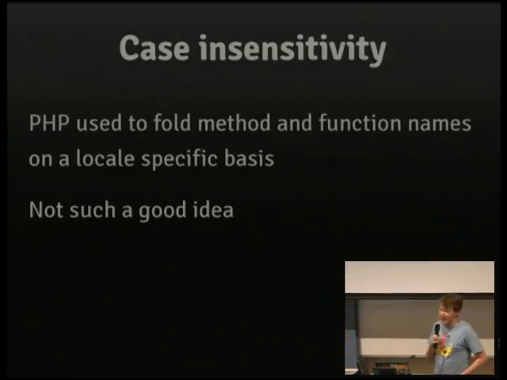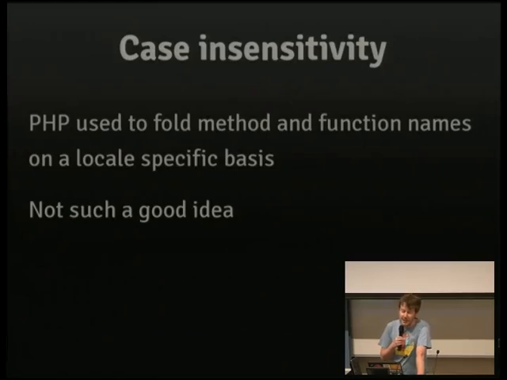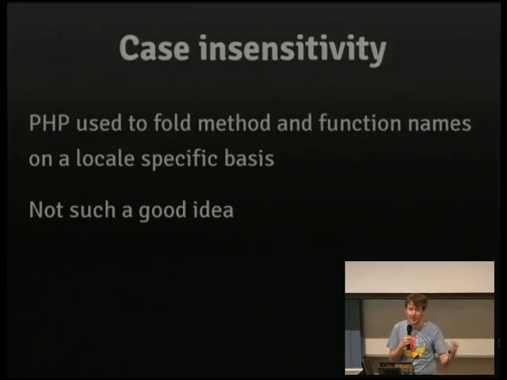The one that's probably bigger is case insensitivity. So PHP, up until now, has had case-insensitive method and function names for reasons that have long since been lost in the mists of time. This, of course, makes complete sense in a language where the variable names are case-sensitive. It turned out that, A, case insensitivity isn't actually such a good idea to start with, but B, doing it on a locale-specific basis, because you're using the native C libraries' tolower and toupper functions, is really not a good idea.